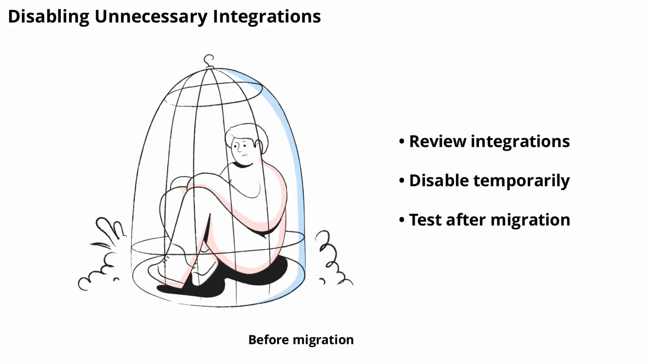Before migration, review and temporarily disable any unnecessary integrations or third-party apps connected to your team chat software. This reduces the risk of data leakage or conflicts during the migration. After the migration, you can re-enable and test these integrations one by one to ensure compatibility and security. Taking this precaution helps maintain a controlled migration environment.